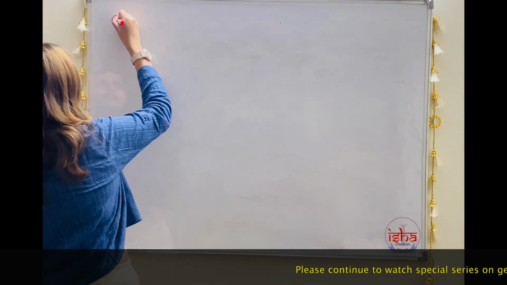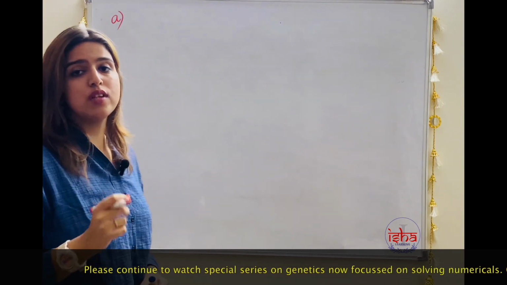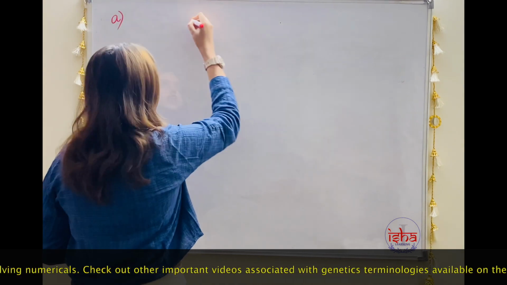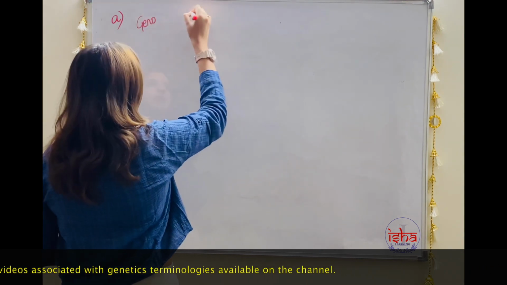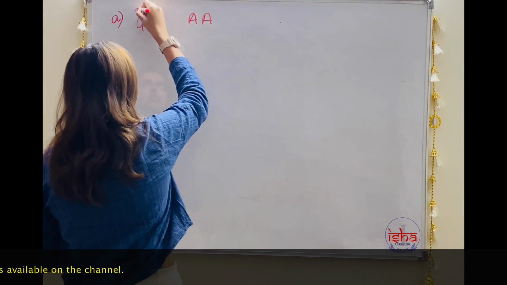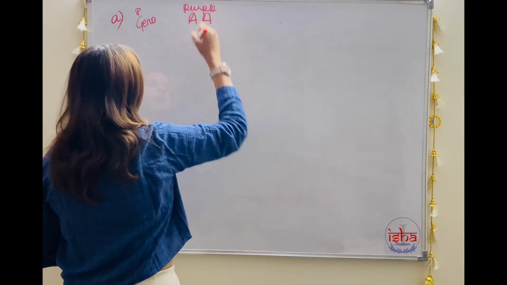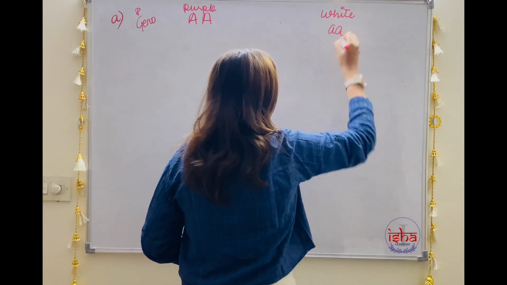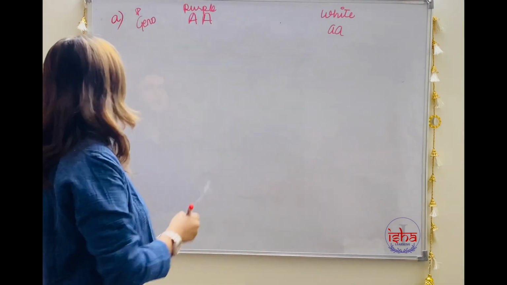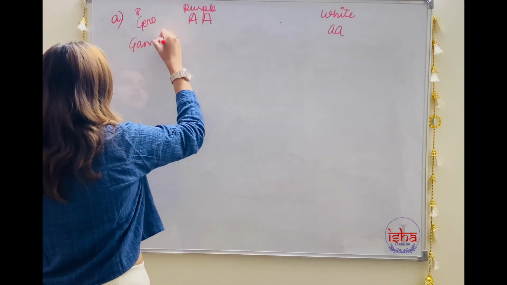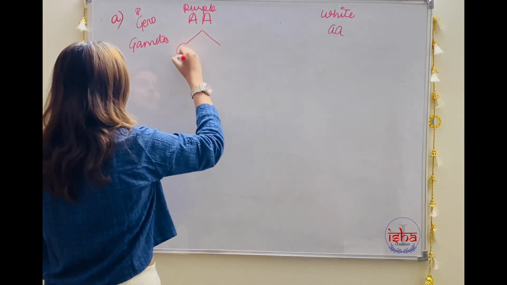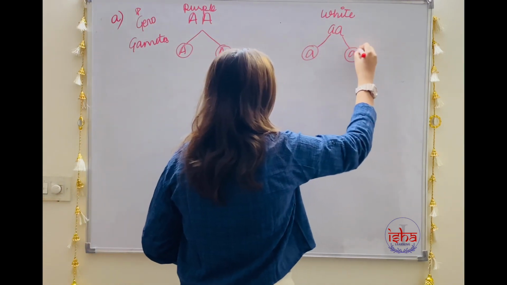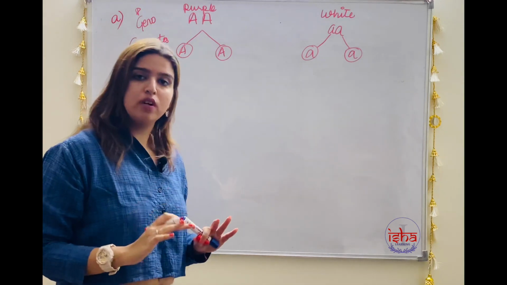In the A part, first, let's try to find the genotype and the phenotype for the F1 generation. The plants, first of all, one plant had purple flowers. So the genotype here is capital A, phenotype is purple, and the phenotype for the other plant is white, and the genotype is going to be small a, it is a recessive trait. Step 2 is now to form the gametes. The gametes are going to be capital A, small a, small a.